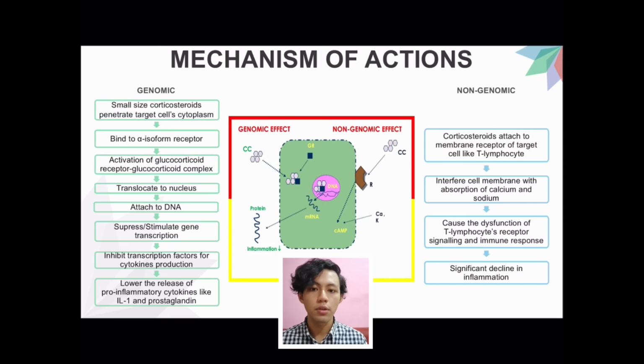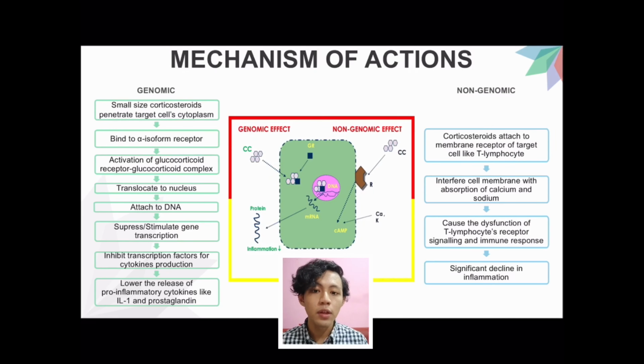Hi, my name is Muhammad Izzat, and next I'll be reviewing the mechanisms of action of corticosteroids. The mechanisms can be divided into two, which are genomic and non-genomic. The genomic mechanism starts when the small-sized corticosteroids penetrate into the target cell cytoplasm, and bind to the alpha-isoform receptor, which will translocate into the nucleus. It will then attach to the DNA and suppress the transcription, which will inhibit transcription factors for cytokine production, and eventually lower the release of pro-inflammatory cytokines.